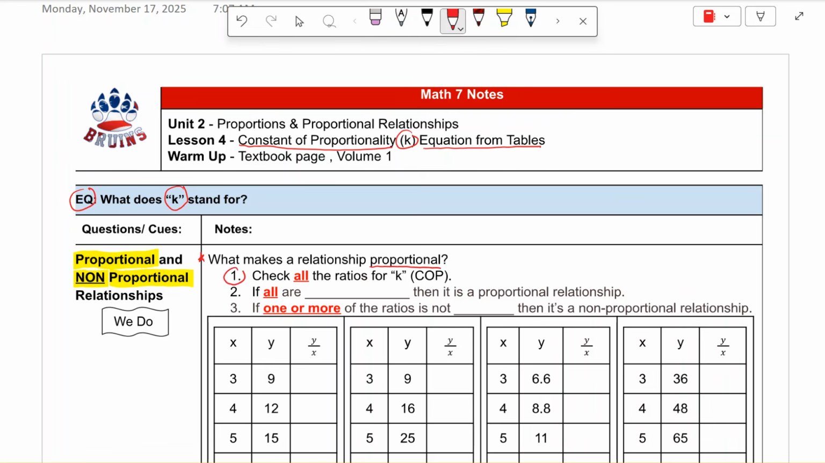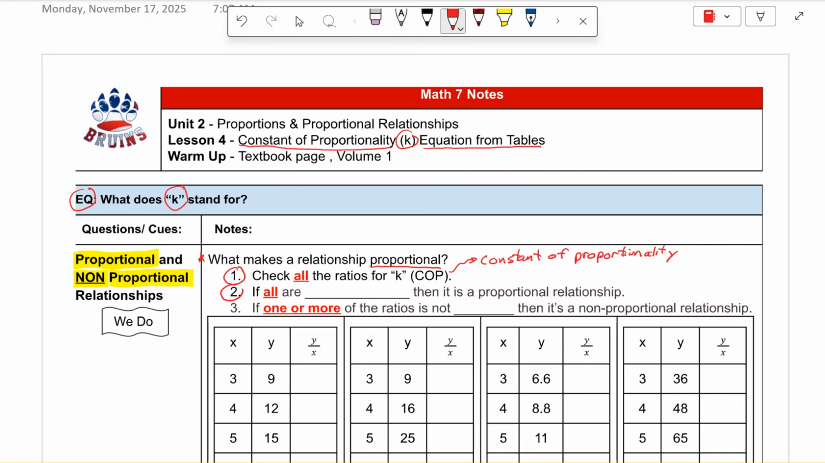First, check all, and I have it in red and I have it underlined so you can make a big deal about the word all. Check all the ratios for K, also known as the COP. Do you remember what COP stands for? It stands for the constant of proportionality. You've heard it many times already. Hopefully it is sinking in.